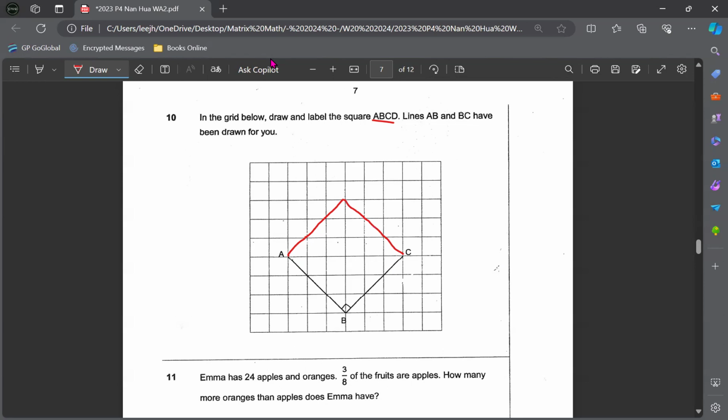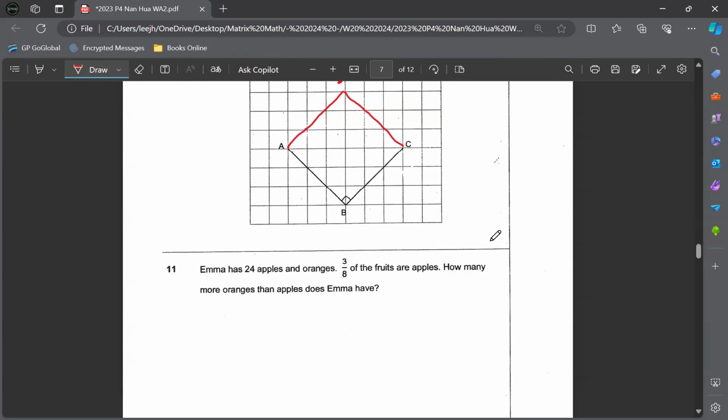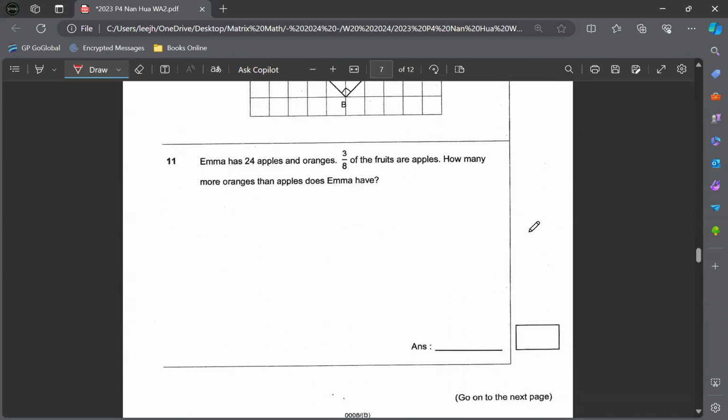Okay, so this is ABC, this will be D. Make sure the lines are straight, because this is also perpendicular. You use a ruler to draw, because I'm just drawing freehand, so it's going to be a little bit crooked. Don't draw freehand, you guys.